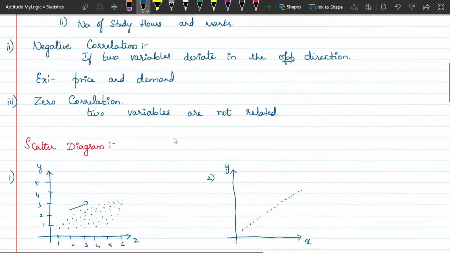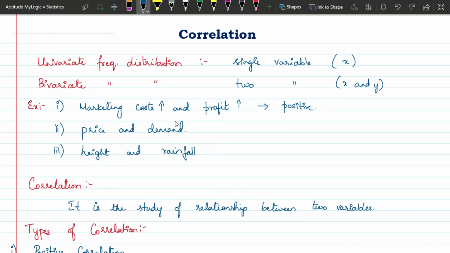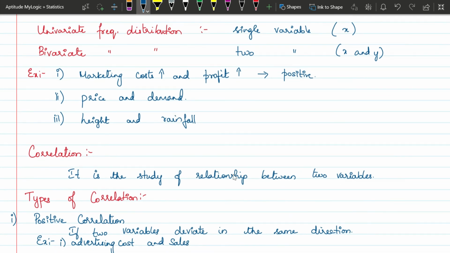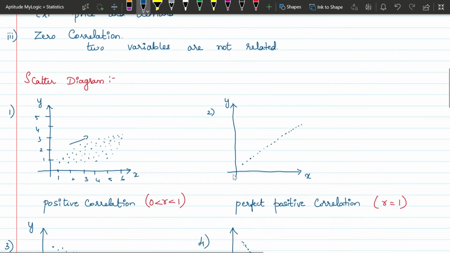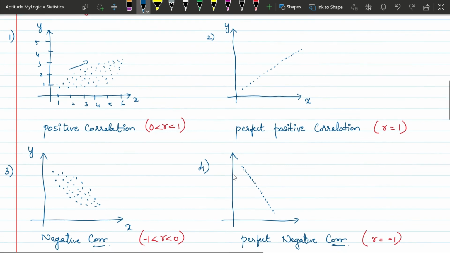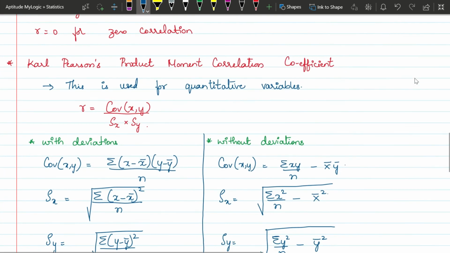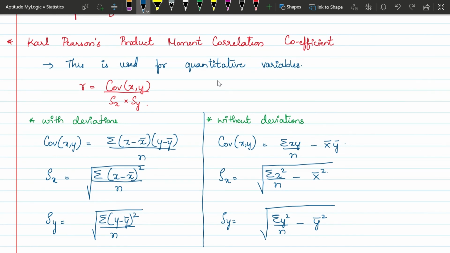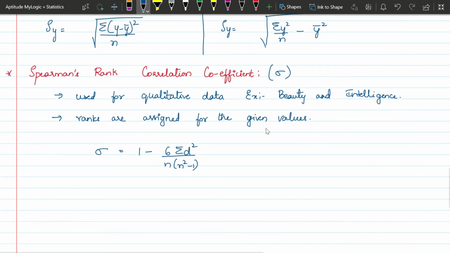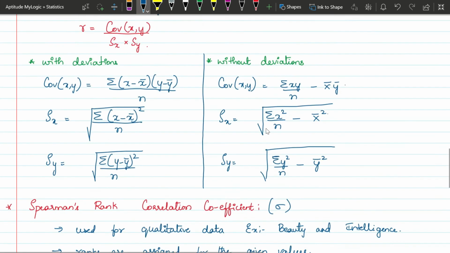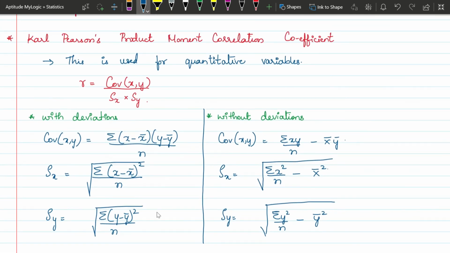So this is about correlation, its meaning, definition, types, diagrammatical representation, its boundary values, and how to measure it for quantitative variables and for qualitative variables. In the next video, we'll see the detailed step-by-step procedure for this with problems and solutions.